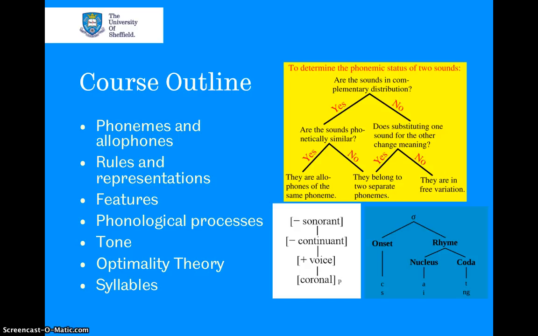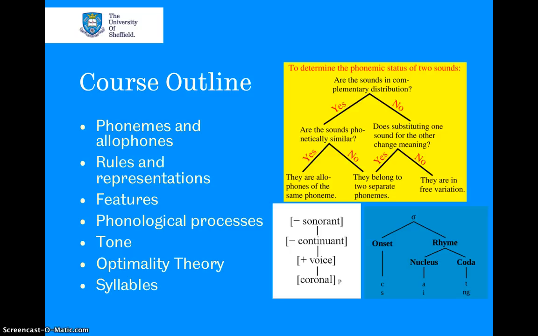We'll break sounds down into their component features. For example, as you can see on the slide here, minus sonorant means a sound is a non-sonorant or an obstruent, or plus voice means that the sound is voiced. And we'll consider some of the phonological processes in the world's languages, like assimilations, which you may be familiar with from Sounds of English. We'll consider tone languages, languages in which the pitch of the sound is contrastive. So ma might mean something different from ma.